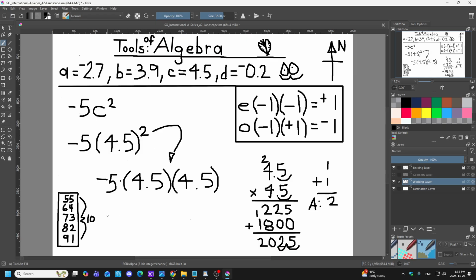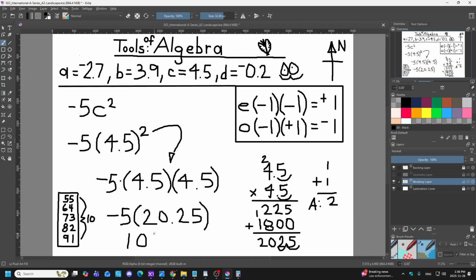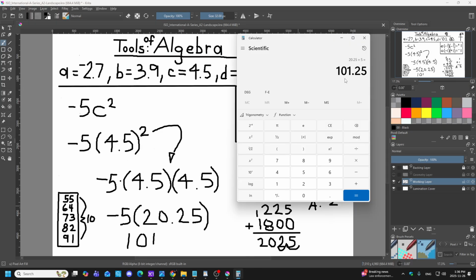Therefore, I have negative 5 being multiplied by 20.25. Okay, to save some time, I'm just going to use a calculator because time flies when you're having fun, I'm telling you. Okay, 4.5 times 4.5, 20.25, times 5 equals 101 and a quarter. 0.25.